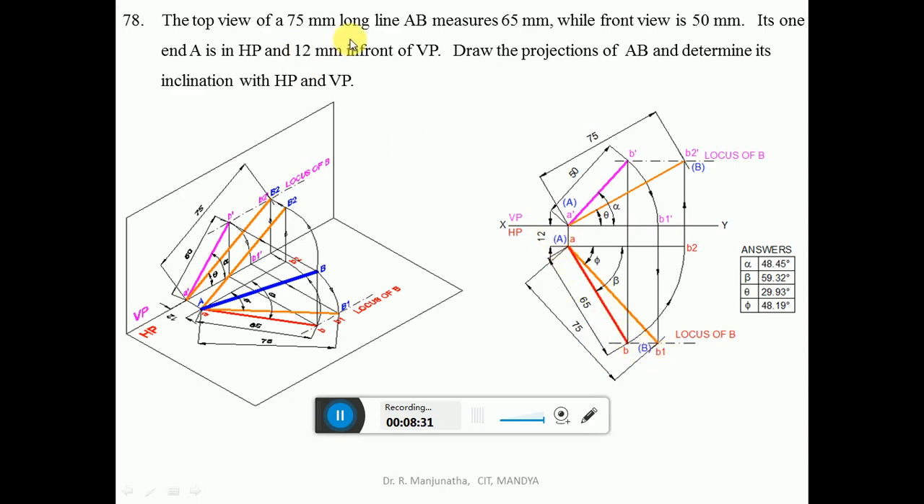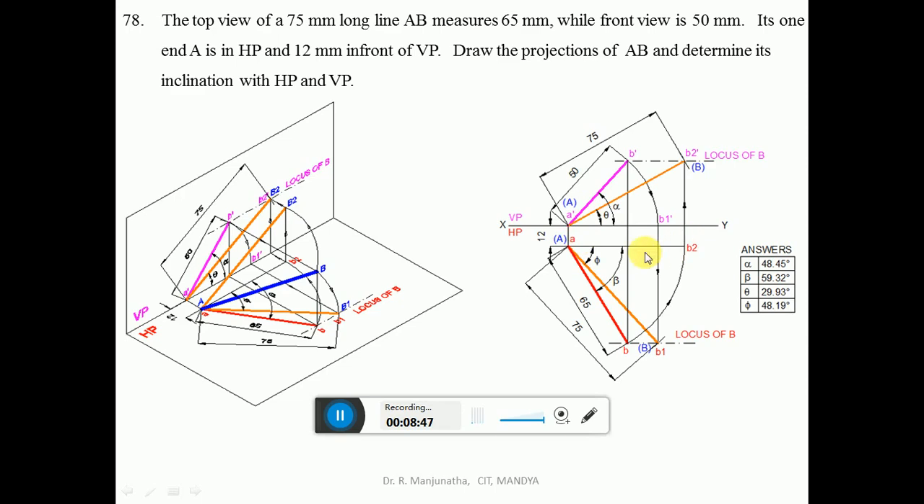Now we are going to take the top view distance. The top view distance is given to be 65. From A, you measure the distance of 65 horizontally from A to B2. Mark this point as B2. So the distance between A and B2 should be equal to 65 mm.